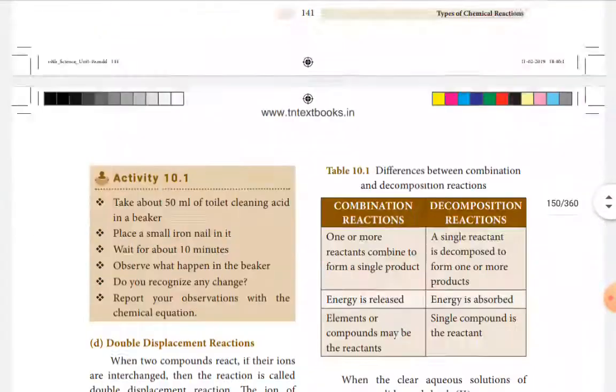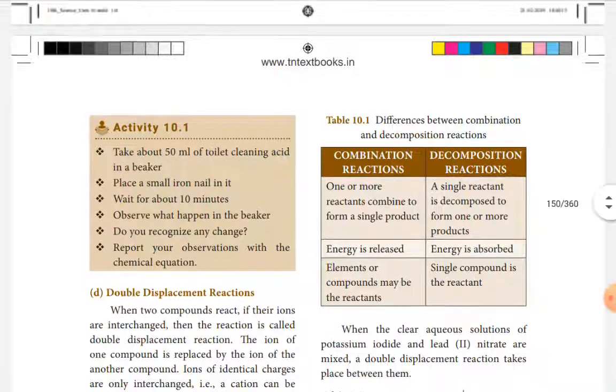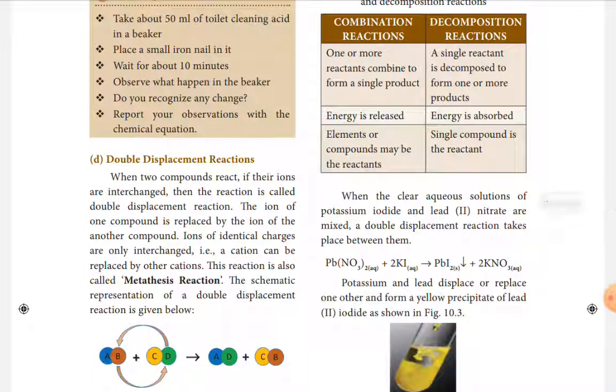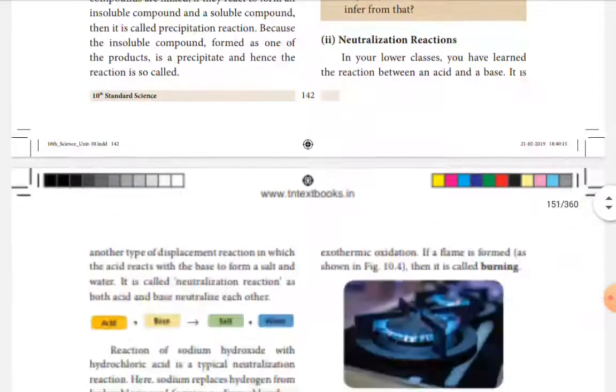Then we also learned about the differences between combination and decomposition. And double displacement is simply the interchanging of ions between the reactants to form new products, also called metathesis reaction. And this is also divided into two different categories: precipitation reaction and neutralization reaction.